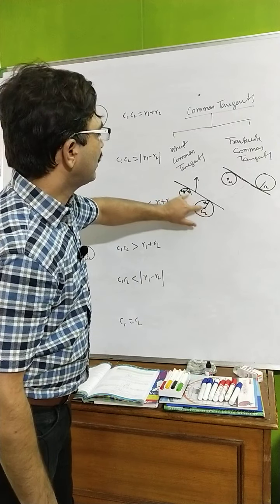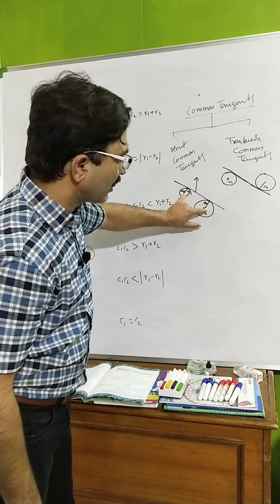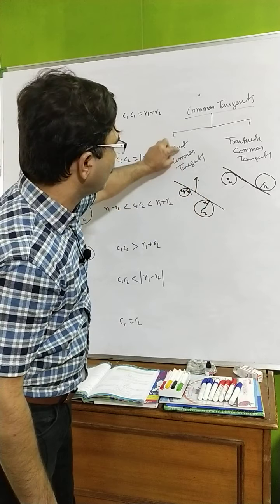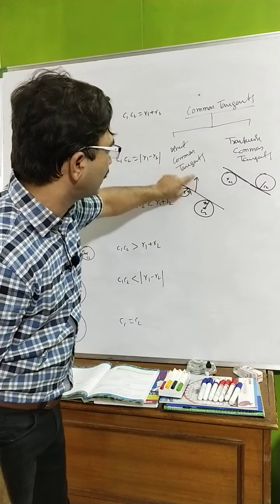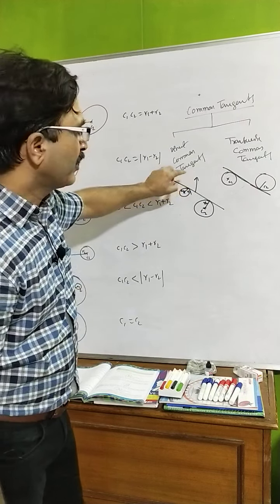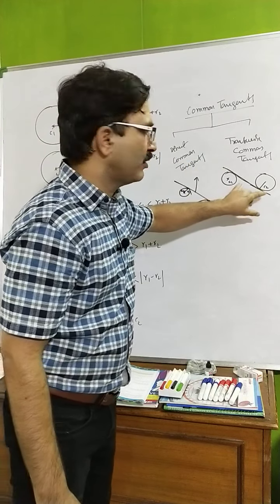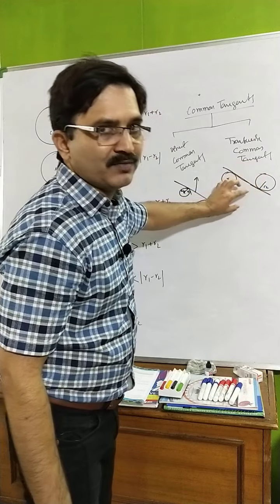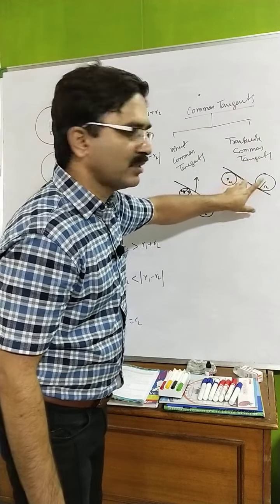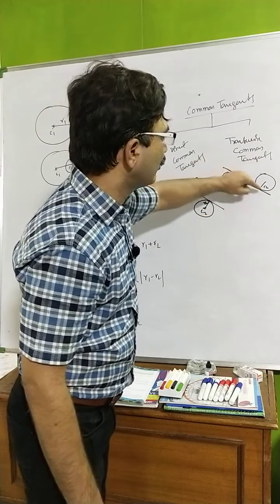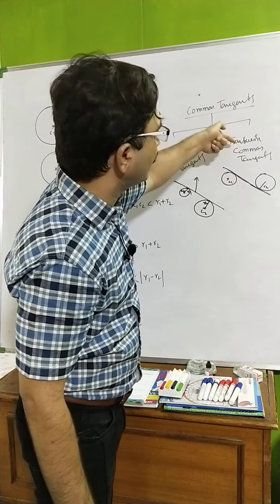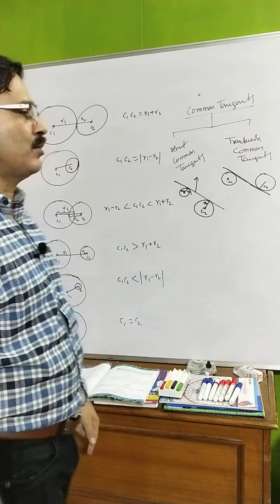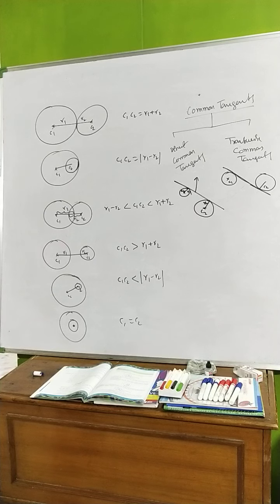Such circles, if the circles are like this for a tangent, that tangent is called a direct common tangent. Here clearly in this diagram, it is very clear. The two circles lie on either side of the line, and this line is going to touch both the circles. Such a tangent is called a transverse common tangent.